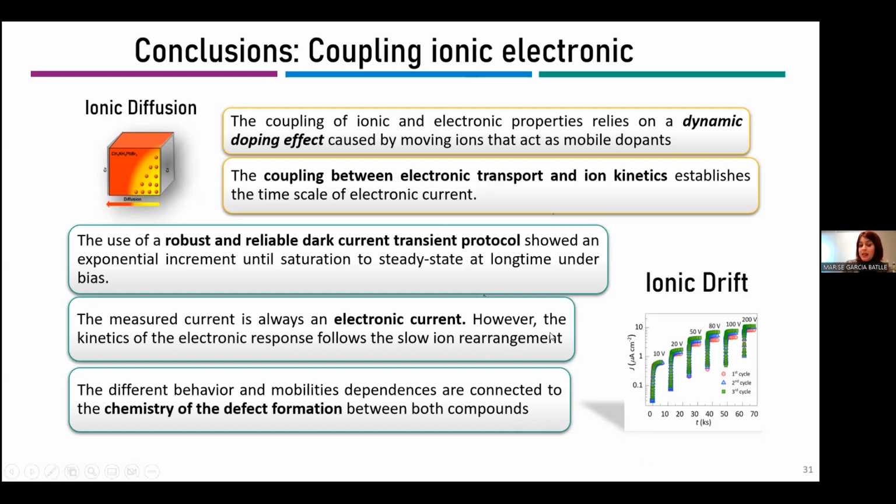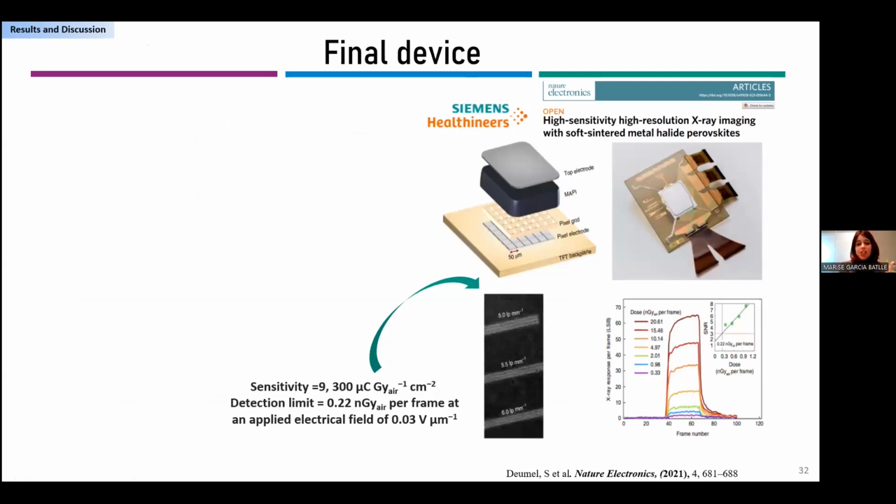You can observe here the different cycles and how we can observe a reproducible response. And as a main conclusion, this measured current is electronic, but the kinetics of this response follow this slow ion rearrangement. And finally, we can see that there is a difference when we use different compositions of perovskite material, and these differences are connected to the chemistry of the defect formation between both compounds.